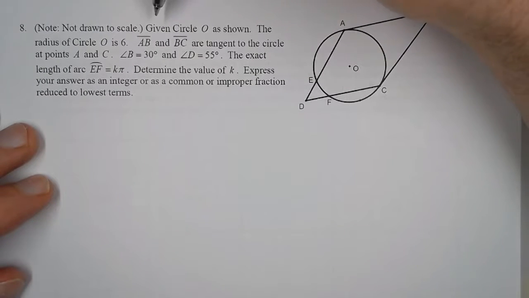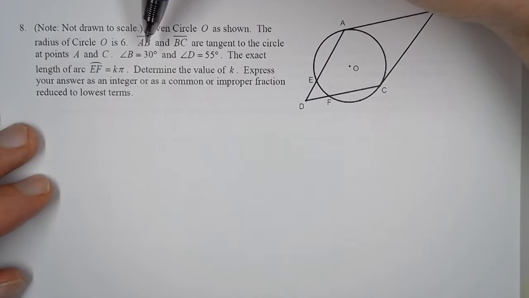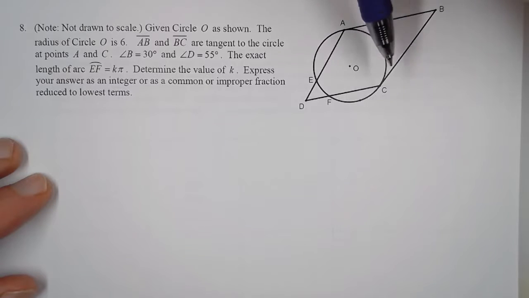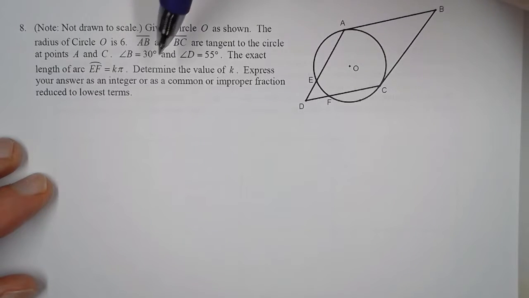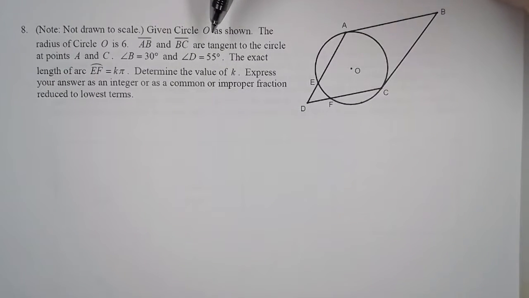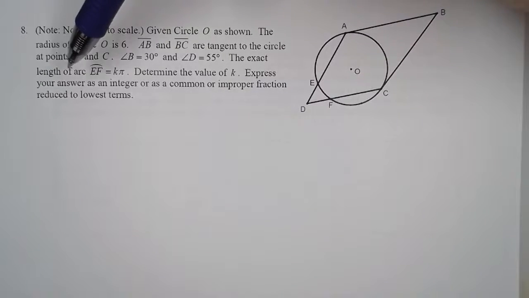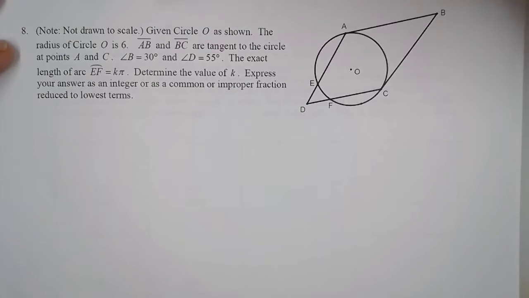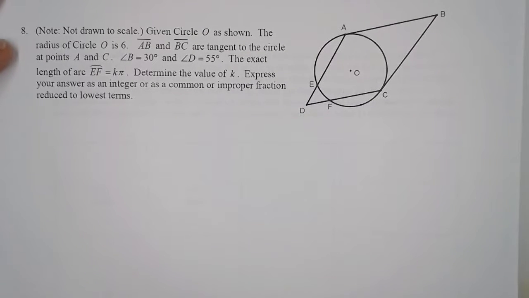In this problem it says we have a circle O as shown. The radius of the circle is 6. AB and BC are tangent to the circle at points A and C. Angle B is 30 degrees, angle D is 55 degrees. The exact length of arc EF is k pi. We want to determine the value of k expressed as an integer or as a common fraction reduced to lowest terms.